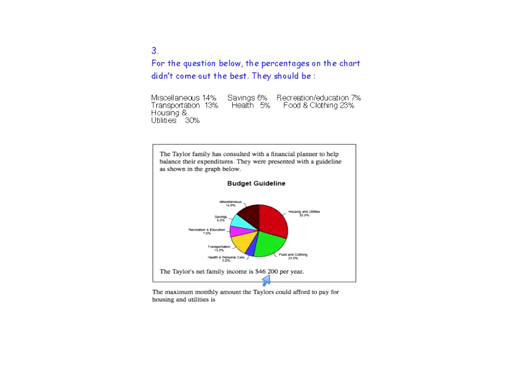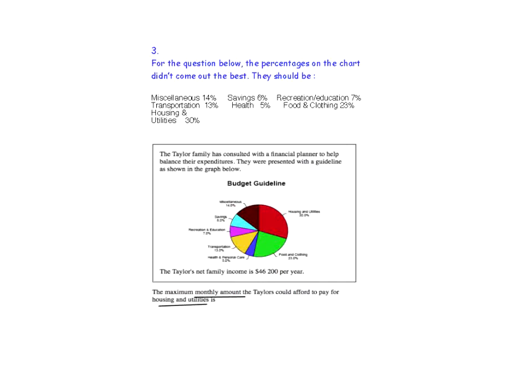It says that their net income is $46,200 per year. Now the question says the maximum monthly amount they could afford to pay for housing and utilities. So first notice that it's a monthly amount. We're given their net income as a yearly amount. We need to find the monthly amount, and it's going to be in the area of housing and utilities.